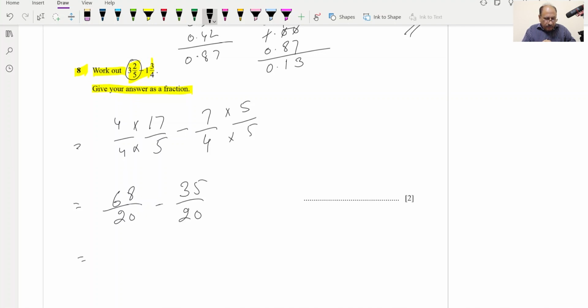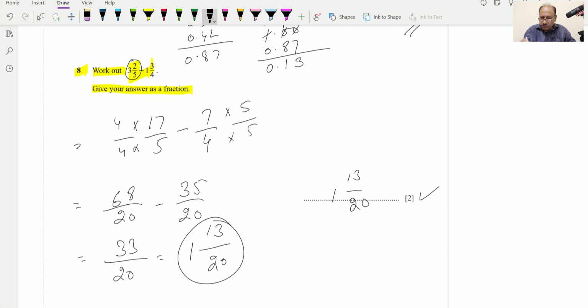So 68 minus 35 will be 33, 33 over 20, and we can change into a mixed fraction. So 1 whole 13 over 20, this will be the final answer, 1 whole 13 over 20. This is a 2 mark question.